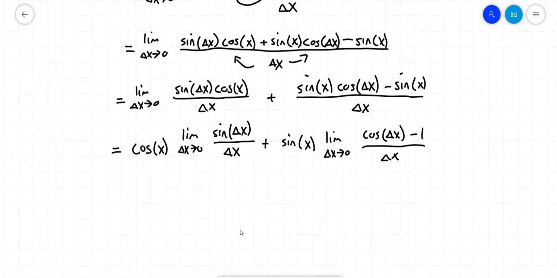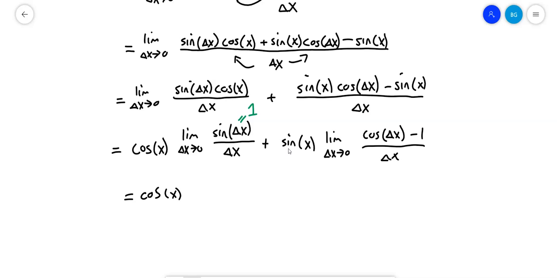The reason I've done this is on my left side, we now see a familiar limit. This is one of those special limits we investigated in an earlier video. In fact, the limit of sine of delta x over delta x as delta x goes to 0 is equal to 1. Again, I'm not going to get into how we would find that out if we didn't know it already. It's a special limit we covered in an earlier video. So that's just going to equal 1. So we'll just have the cosine of x times 1. And so we just get the cosine of x.